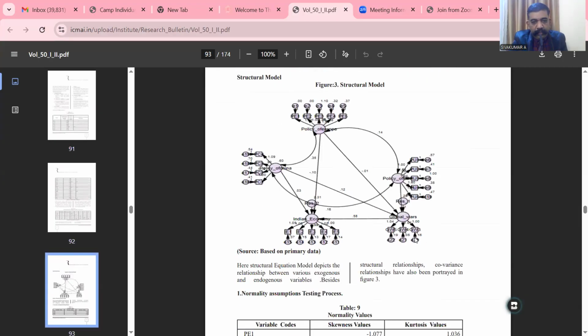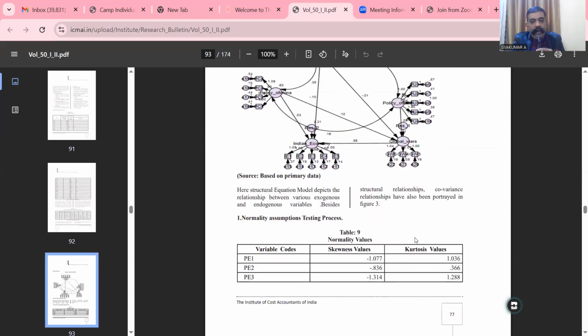Okay, we have developed a structural equation modeling figure. This is the structural equation modeling figure. Then you have to write a table like normality values. How can you interpret the normality values? The interpretation is the same as confirmatory factor analysis. I have already told you how to interpret the normality values, skewness values, and cutoff values in the confirmatory factor analysis interpretation class. That interpretation is applicable to structural equation modeling also.